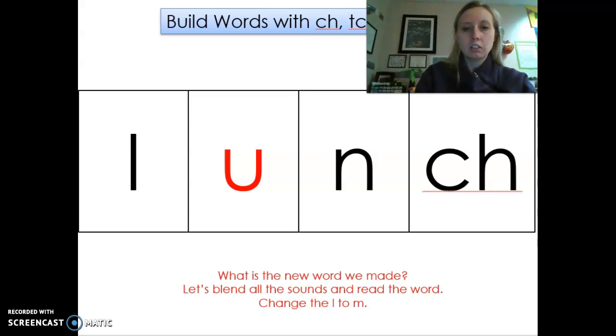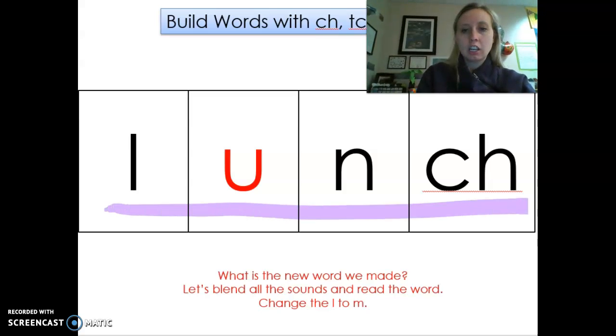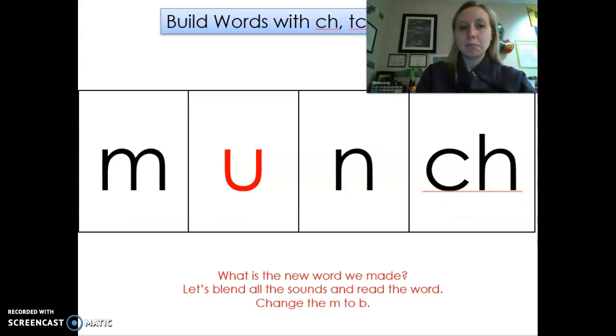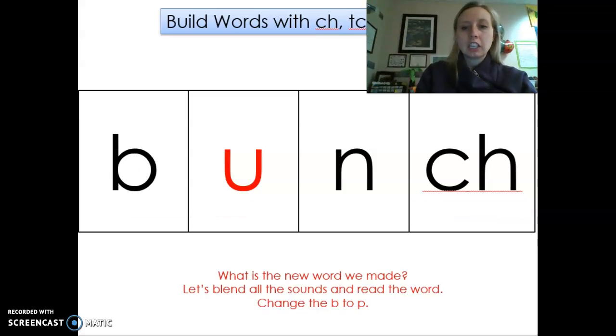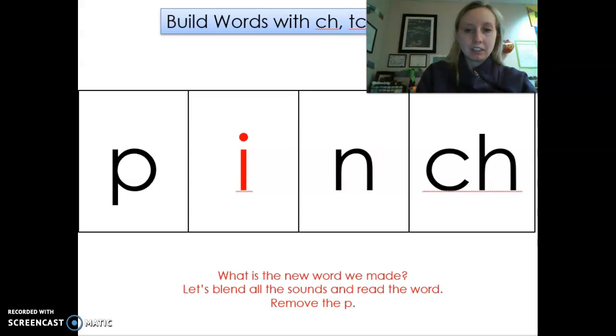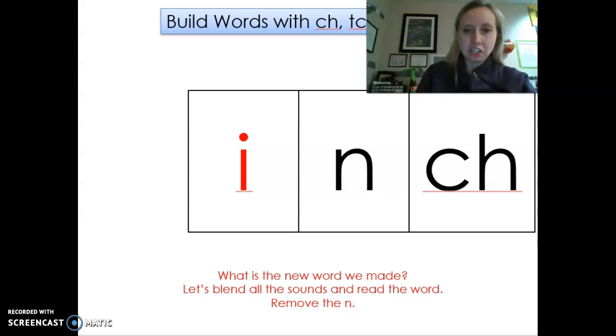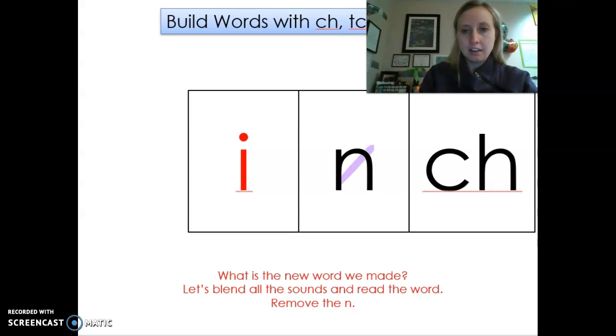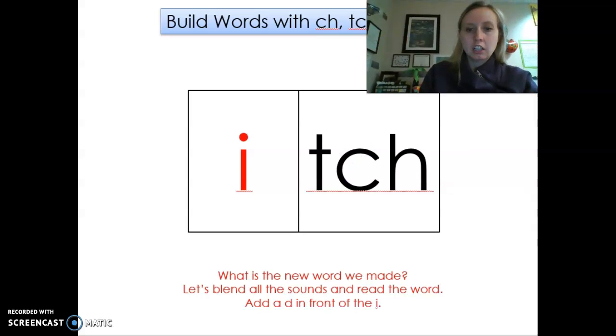Okay, here's our word. Let's blend it. Lunch. Change the l to m, munch. Change the m to b, bunch. Change the b to p, punch. Change the u to i, pinch. Get rid of the p. Cover it up with your hand. Inch. Get rid of the n. Itch. And put a d in front.